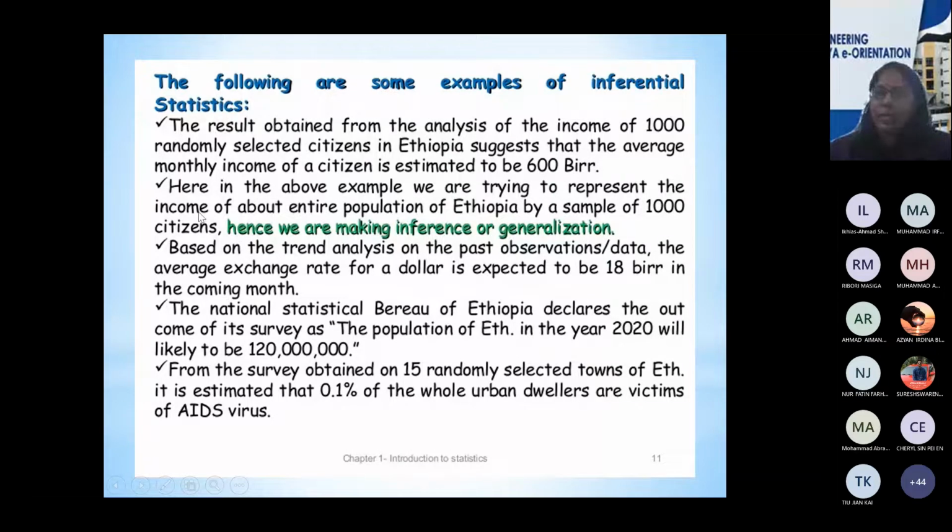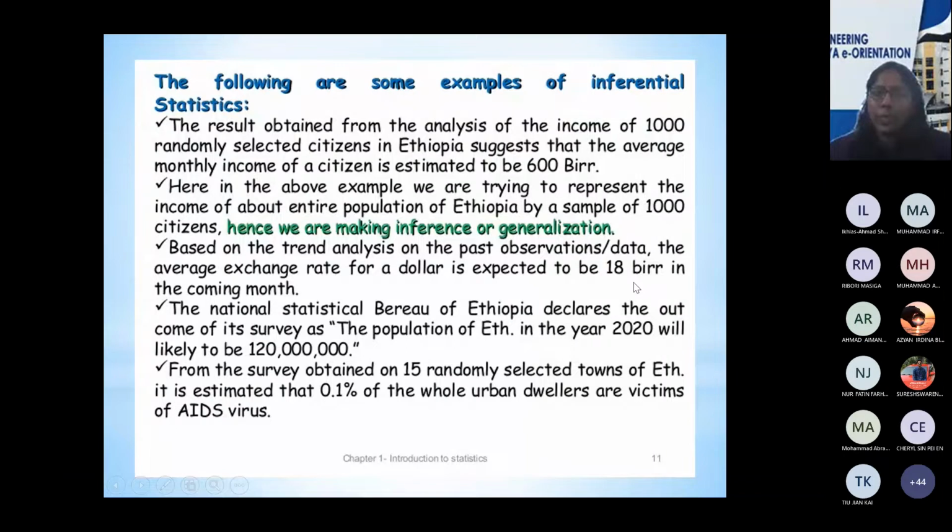Based on the trend analysis on the past observation data, the average exchange rate for a dollar is expected to be 18 dirham in the coming month. So from the past observation, they made an analysis and they are predicting that next month I'm going to get 18 dirham. So then you are making a conclusion for the future based on the past data. Then you're making an inferential statistics.